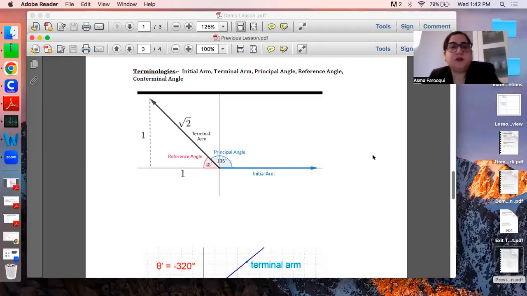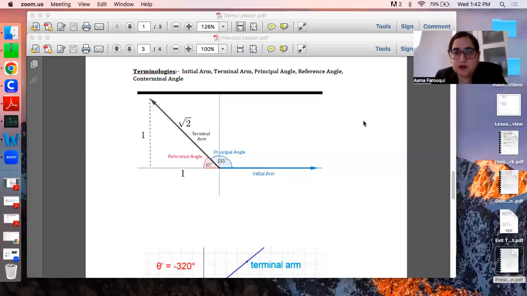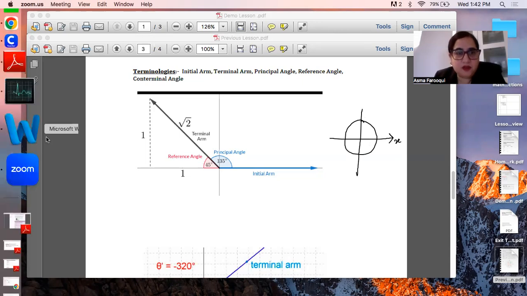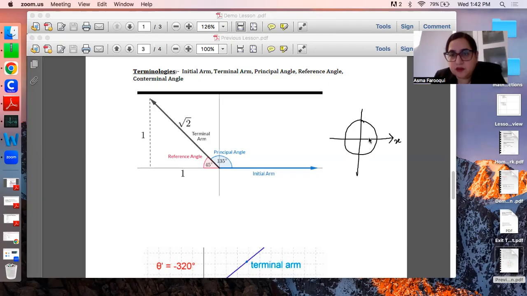Then these terminologies I expect you to know are initial arm, terminal arm, principal angle, and reference angle. If you look at the first figure over here, you can see the initial arm. So if I just draw the unit circle, this is my circle, and this is my x-axis. This is where the initial arm is. I can take another color here just to show you. This is my terminal arm.